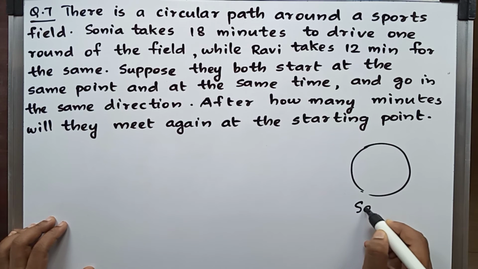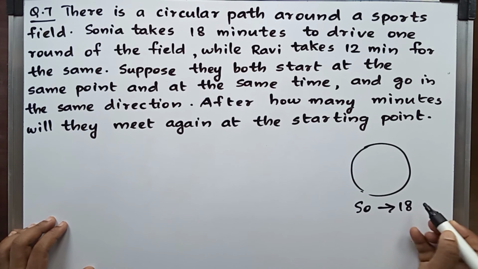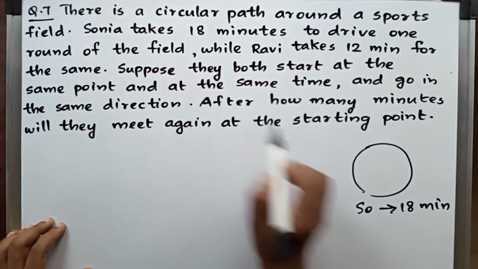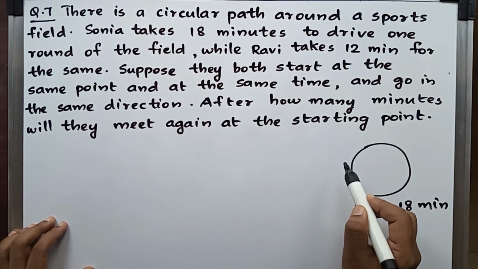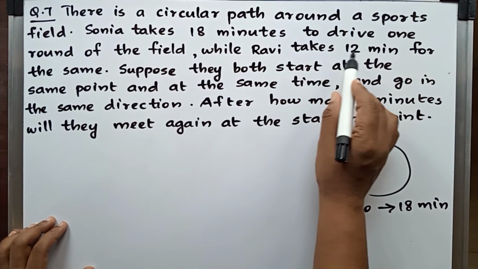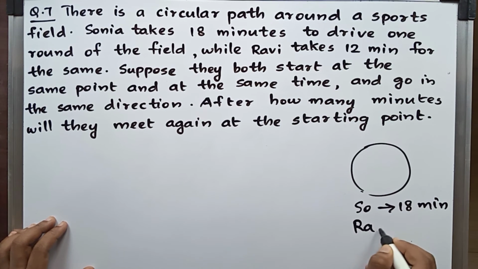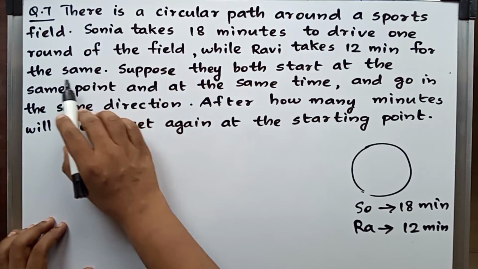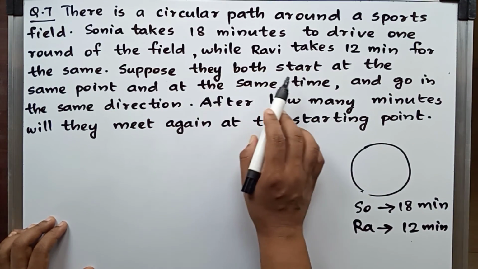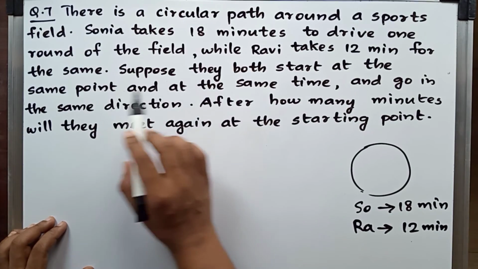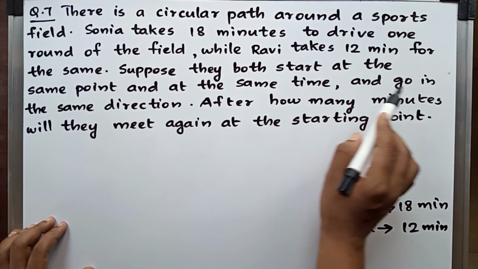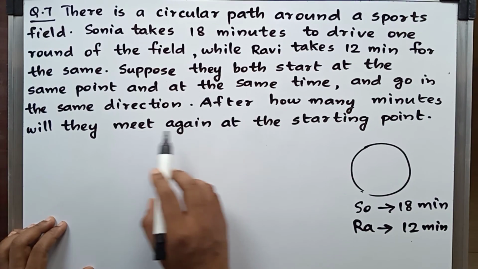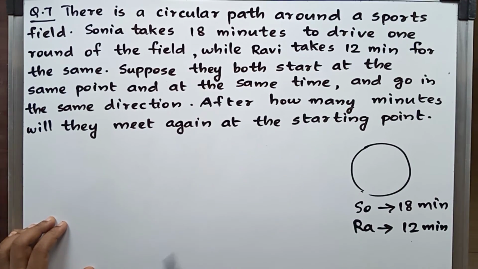Sonia takes 18 minutes. Okay. Then to take one round, while Ravi takes 12 minutes. Ravi takes 12 minutes for the same. Suppose they both start at the same point and at the same time and go in the same direction. After how many minutes will they meet again at the starting point?